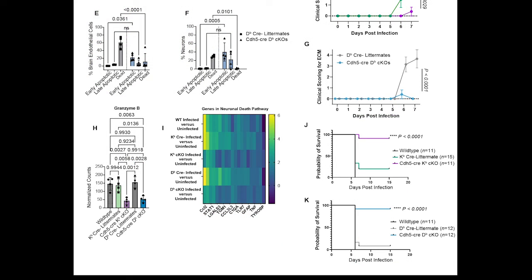When allowed to progress to endpoint, expression of granzyme B messenger RNA was significantly reduced with loss of Kᵇ or Dᵇ, which correlated with the activation of genes in the neuronal cell death pathway and with survival of the animal.